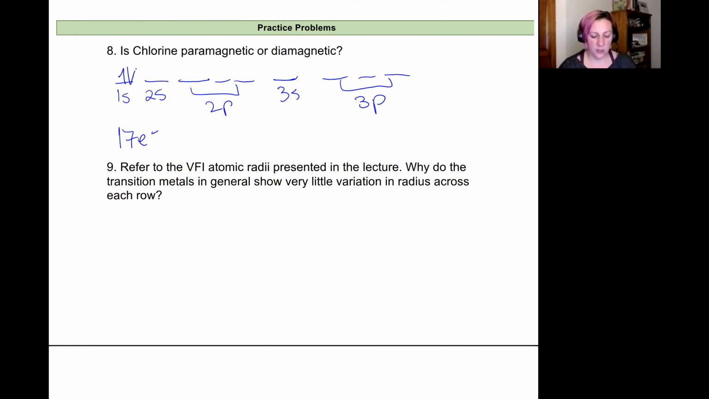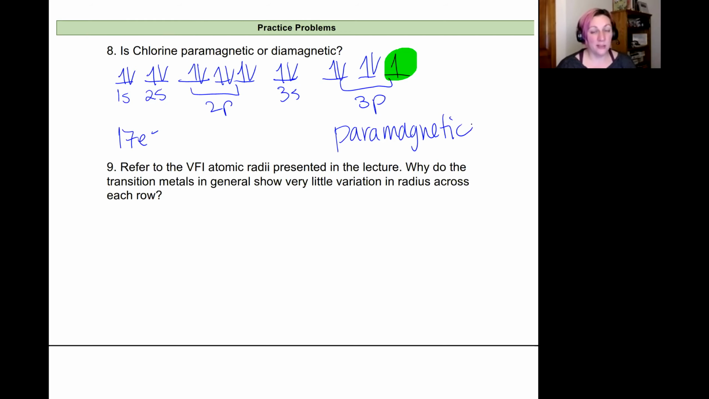Going in and filling these electrons, chlorine has 17 total electrons. So I'll come in 1, 2, 3, 4, 5, 6, 7, 8, 9, 10, 11, 12, 13, 14, 15, 16, 17. Looking at this, I can see that I have 1 unpaired electron. So I will call chlorine paramagnetic. If it had no unpaired electrons, then I would call it diamagnetic.